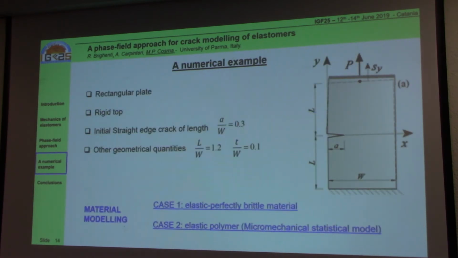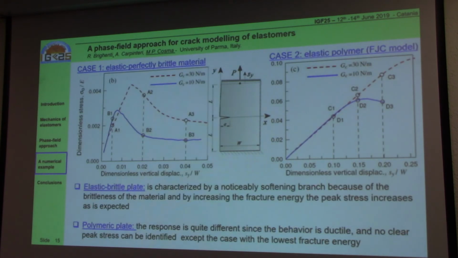Briefly, a numerical example: we modeled a rectangular plate with a rigid top and restrained at its bottom, with an initial straight edge crack. The material of this plate was of two types. In the first case, we use an elastic perfectly brittle material, while in the second case, we use our micromechanical model, so we treat this plate like an elastic polymer. In addition, we use two values of the fracture energy, which are reported here.